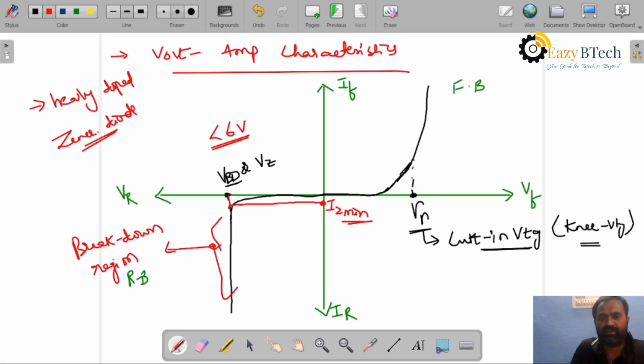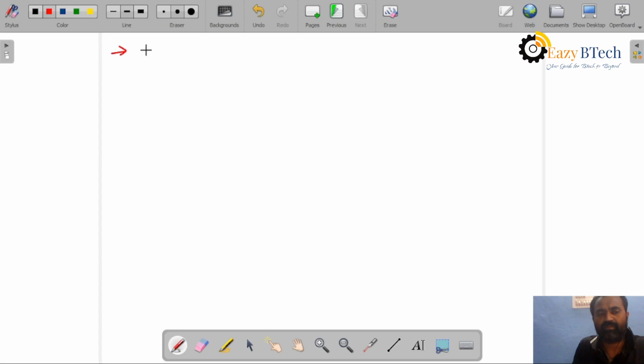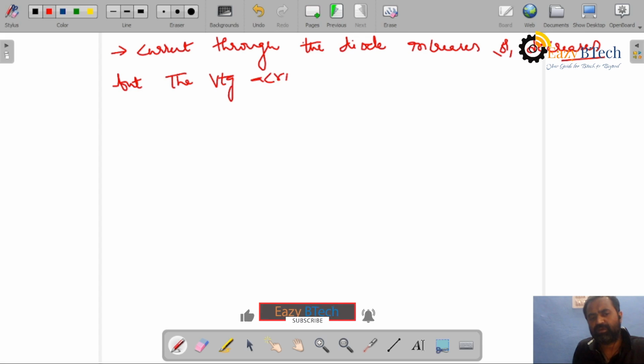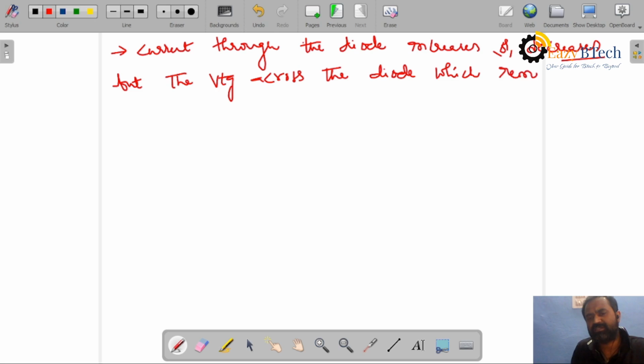From the graph you can see current through the diode increases or decreases, but the voltage across the diode remains constant.